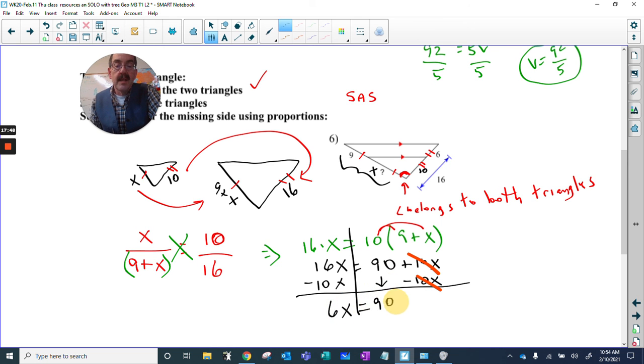Divide by 6. Divide by 6. And x is 15. So you could put a 15 here, and the 9 plus 15 here for 24.